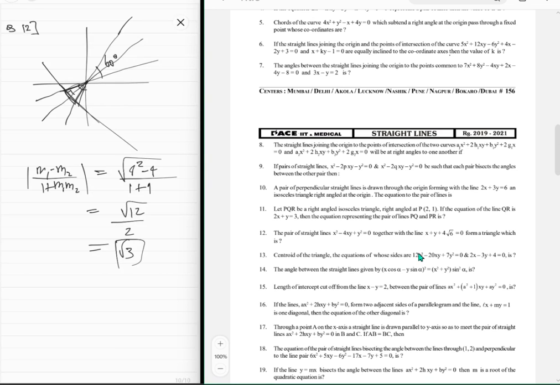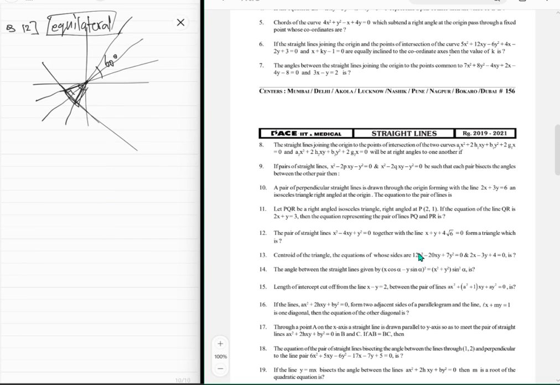So this is an equilateral triangle. That's it, we are done. So it's equilateral. That is our answer. Right, next question.